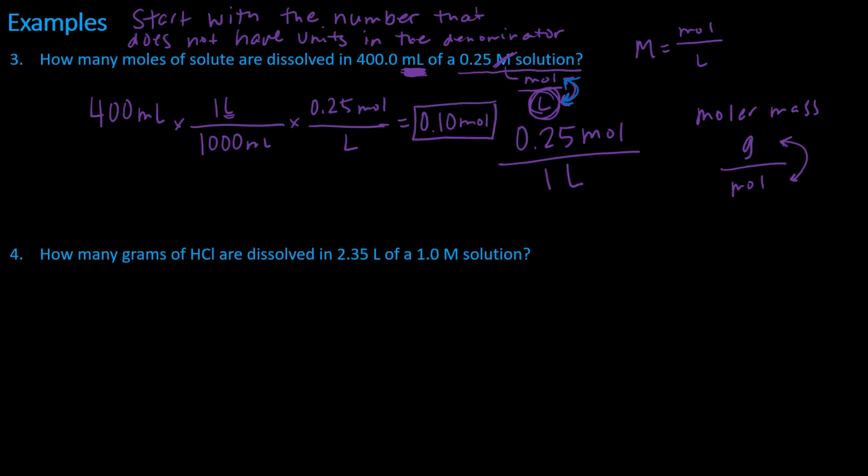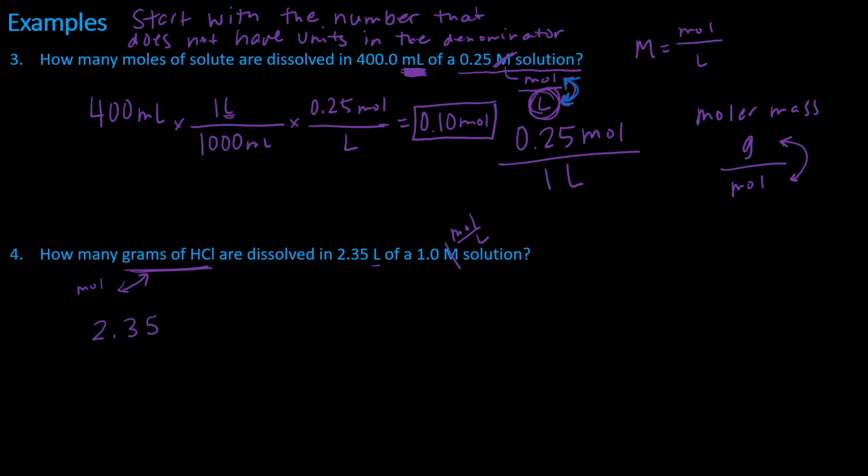All right, next we've got how many grams of HCl are dissolved in 2.35 liters of a 1 molar solution. So again, I'm going to cross out the molarity and put moles per liter. So that helps me know that I can go between units of moles and liters with that. And then I have 2.35 liters, and I'm looking for grams. So the only way to get to grams is to come from moles. So first I need to find moles.